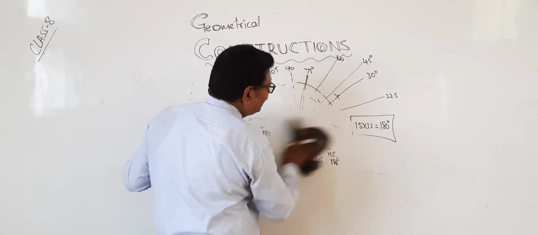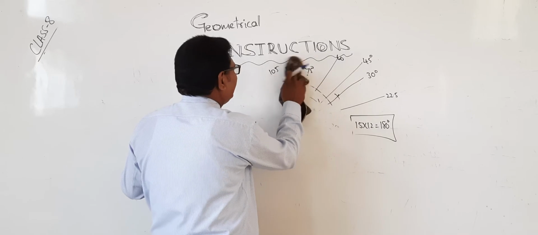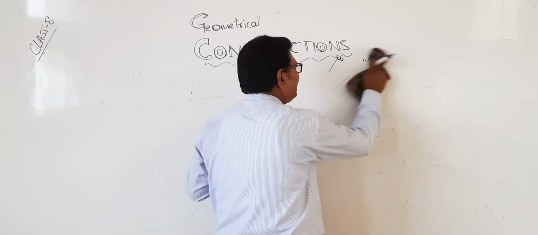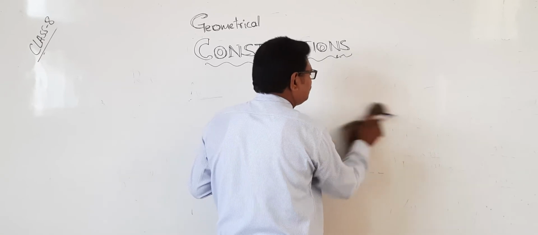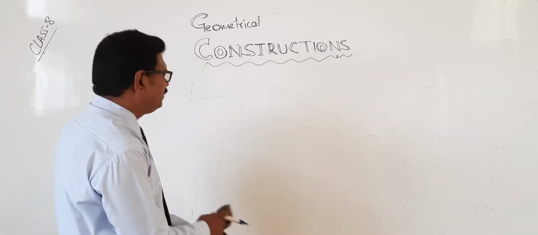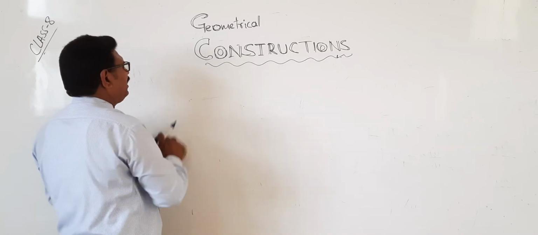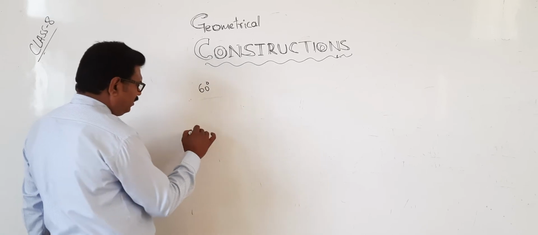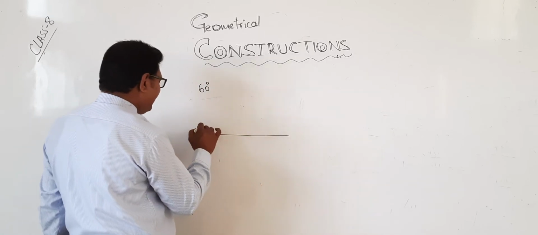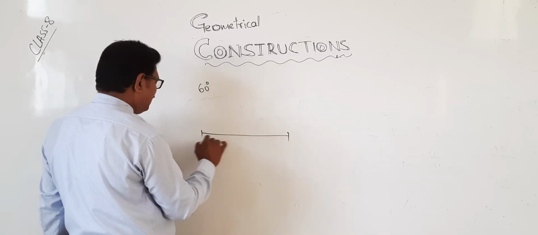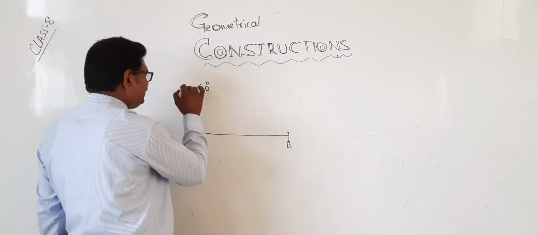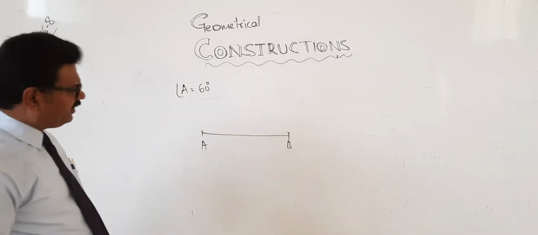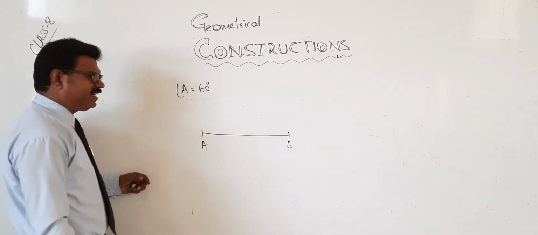Now, one more important aspect is, many students will confuse to construct the angles at left side and right side. How to construct? So very simple. I will show both. See, for example, I have to construct 60 degrees. First I will construct on the left side, then I will construct on the right side. A, B. For example, angle A equal to 60 degrees I have to construct. Left side means we should take left side only.